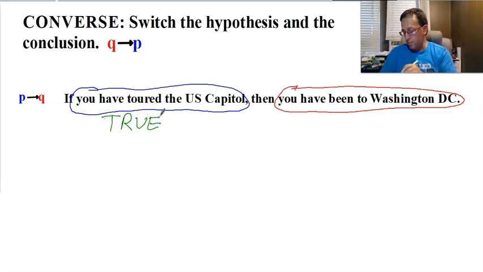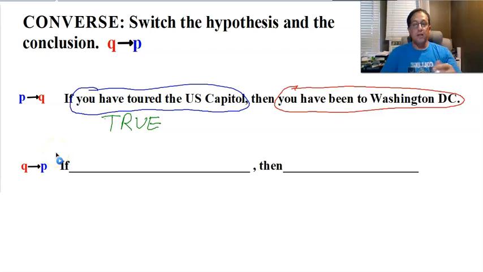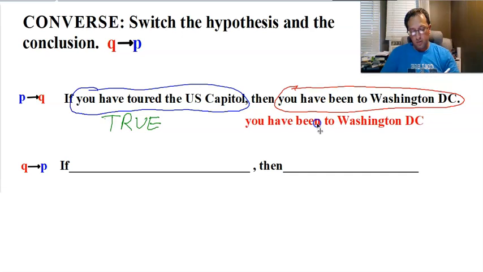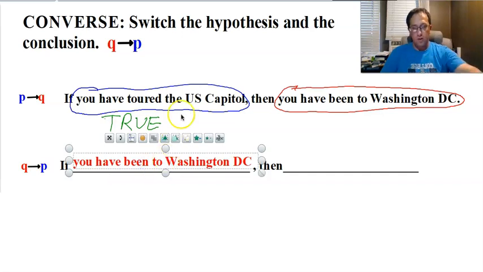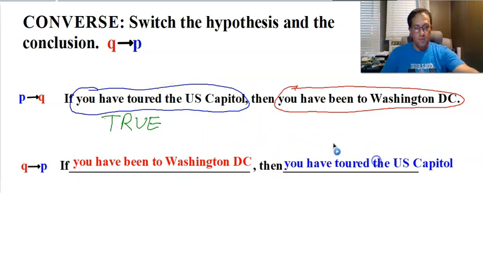True statement. So now let's take a look at the converse. The converse says instead of if P then Q, what we're looking at is if Q then P. So we're going to take our hypothesis and our conclusion, you have been to Washington, D.C., and put that in the front. If you have been to Washington, D.C., then the conclusion is you have toured the U.S. Capitol. We're taking our hypothesis and our conclusion, and we are switching the order here.